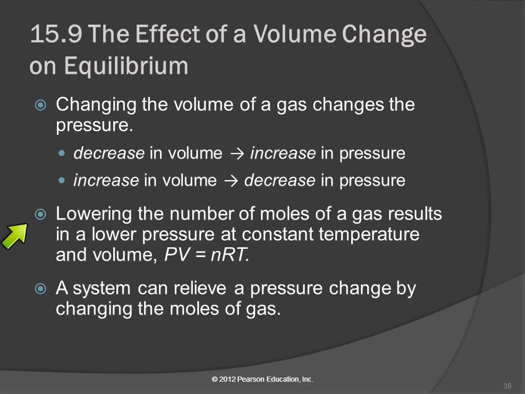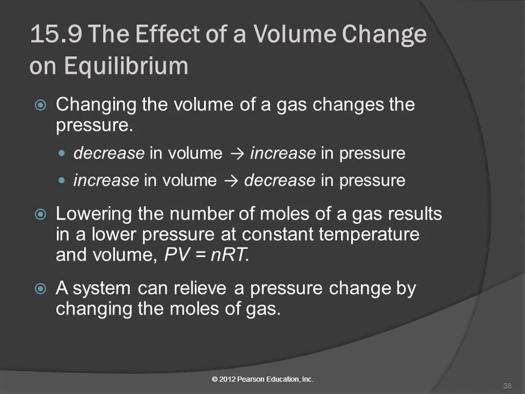When we lower the number of moles of a gas, we're going to get a lower pressure if the temperature and the volume are the same. Okay, so PV equals nRT. If n goes down and T stays the same and V stays the same, R can't change, then the pressure must change. If we take some gas out and the volume of the container is the same and the temperature is the same, then the pressure must be less, right? Because we took some gas particles out.